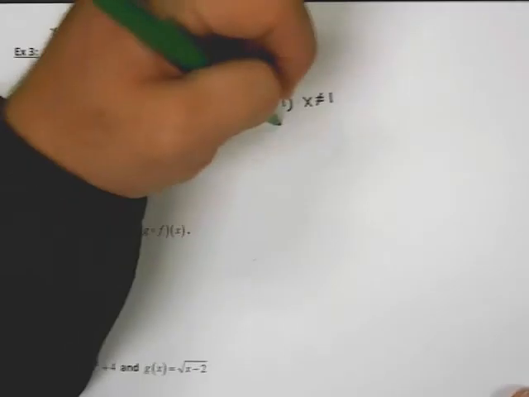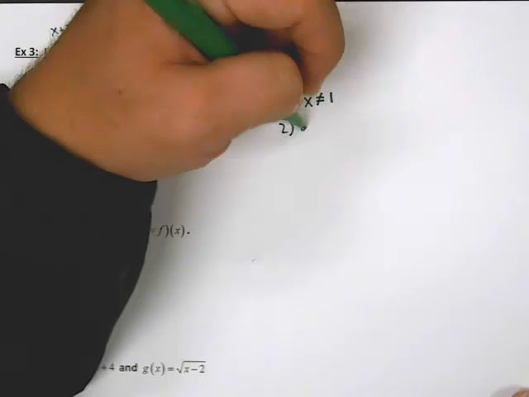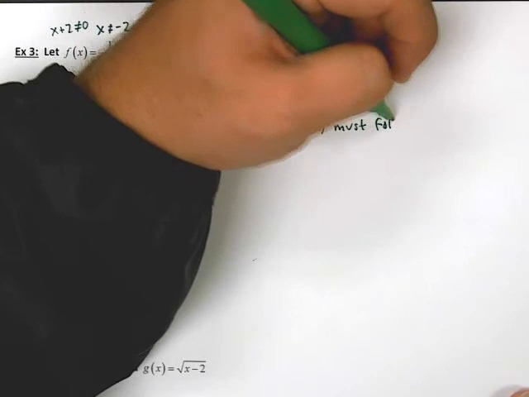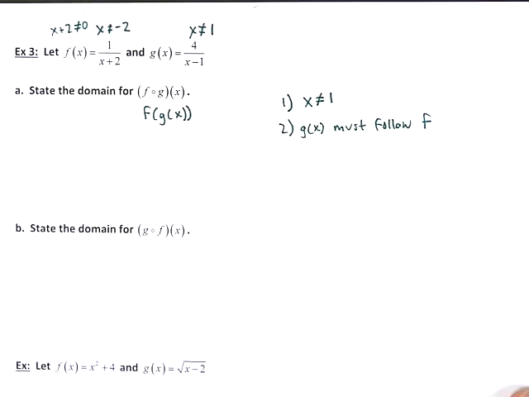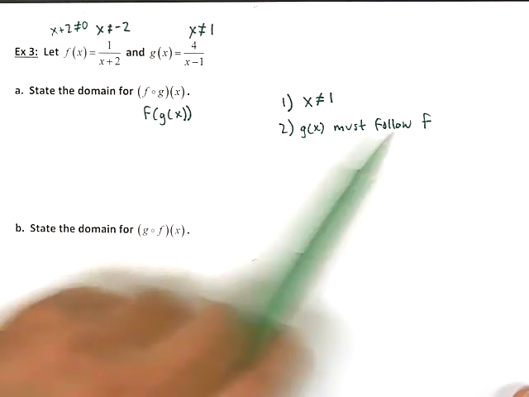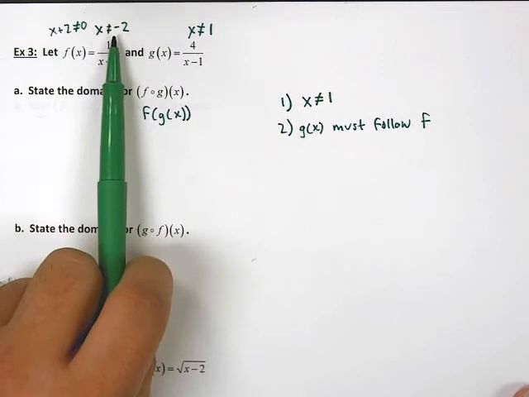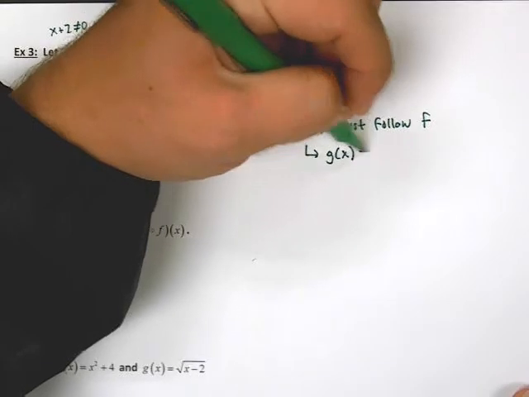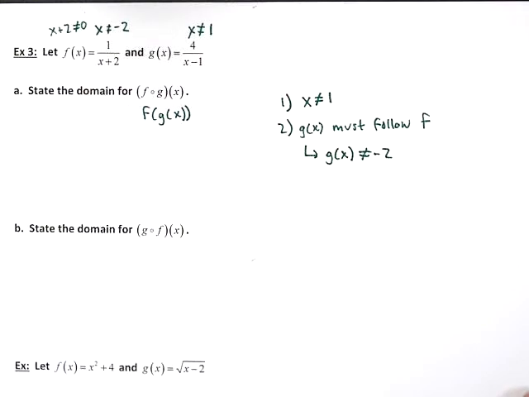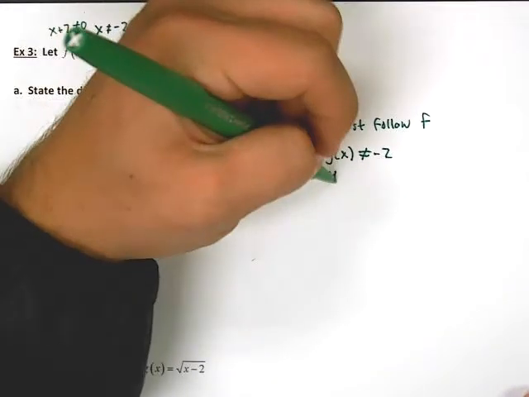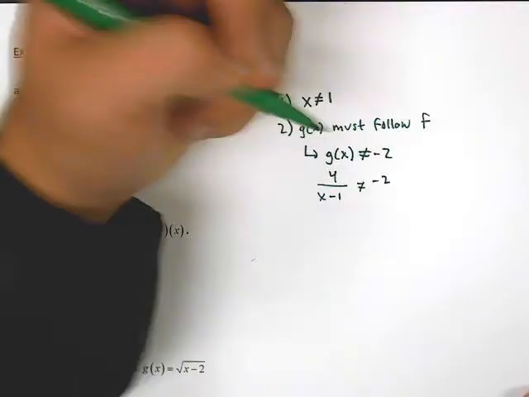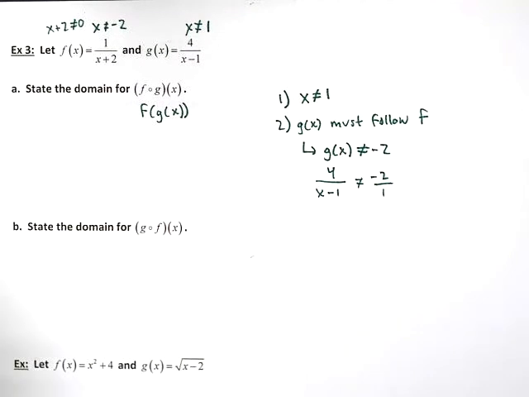However, when I move forward, what do I say? I now say g of x must follow f. So if I know f says that my restriction cannot be negative 2, then I know that g of x cannot equal negative 2. So I plug in: 4 over x minus 1 cannot equal negative 2. I'm going to make that over 1, and I'm just going to cross multiply.